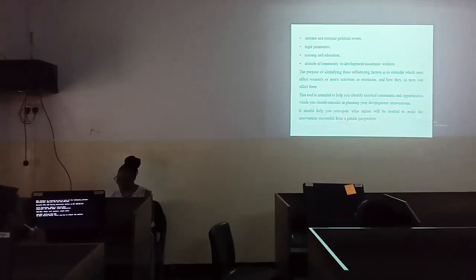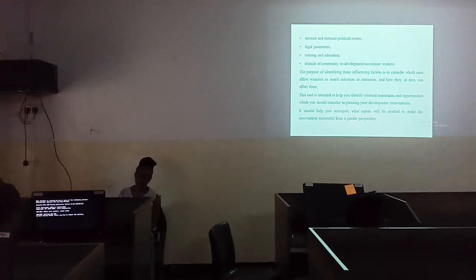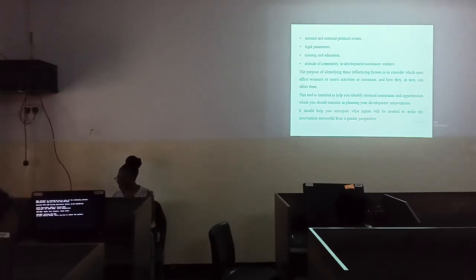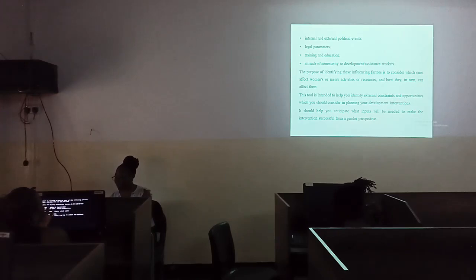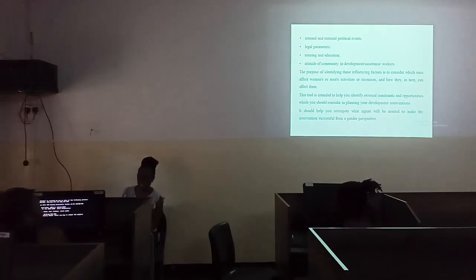So in terms of factors, internal and external political events, legal parameters, sometimes legal parameters also influence. In terms of policies, how do policies influence access and control, training and education, attitude of community to development. Attitude of community to development can also influence division of labor and access and control of resources. The purpose of identifying these influencing factors is to consider which ones affect women's and men's activities or resources. Which factors affect men and women?